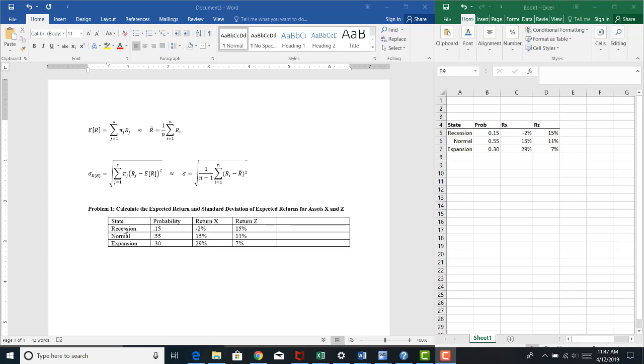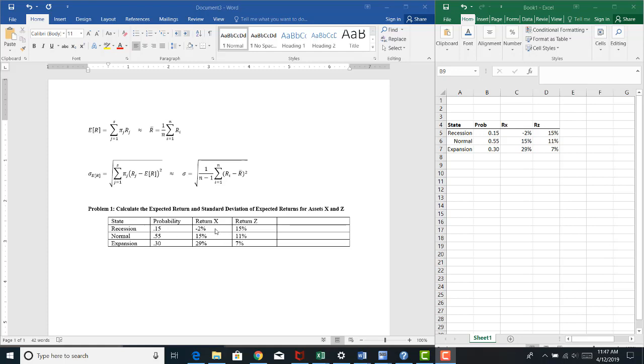So assume that we have three different economic states: a recession, a normal economic state, and an expansionary state, and we have probabilities that are given of those economic states occurring. For instance, there's a 15% chance of a recession, 55% chance of having a normal economic activity, and 30% chance of having an expansionary economic activity for some period in the future.